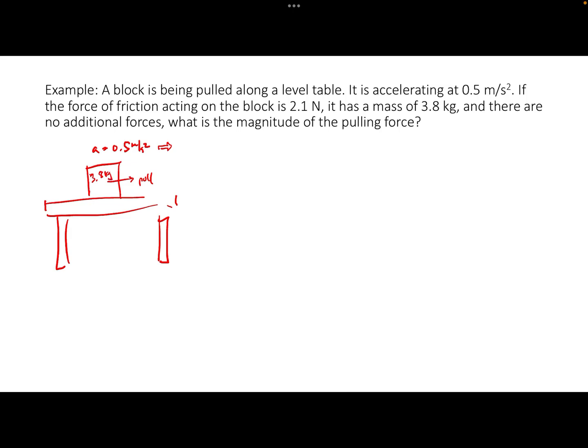So now I'm going to draw my free body diagram. And I know that my friction force is going to be opposite the direction of motion. So I'm going to assume that it's being pulled to the right here. And so my pulling force will be to the right. That means my friction force is going to be to the left. And it is possible for you to pull on something as it's moving away from you.